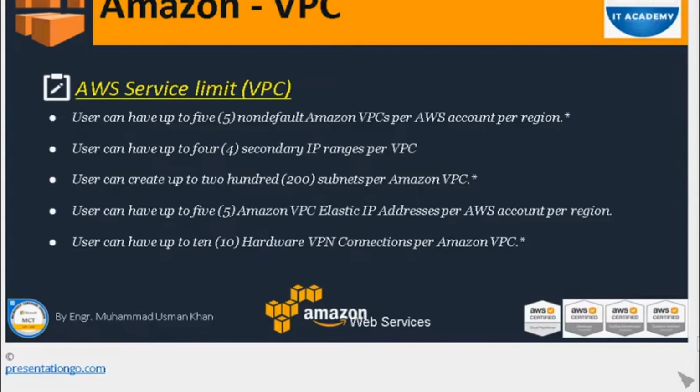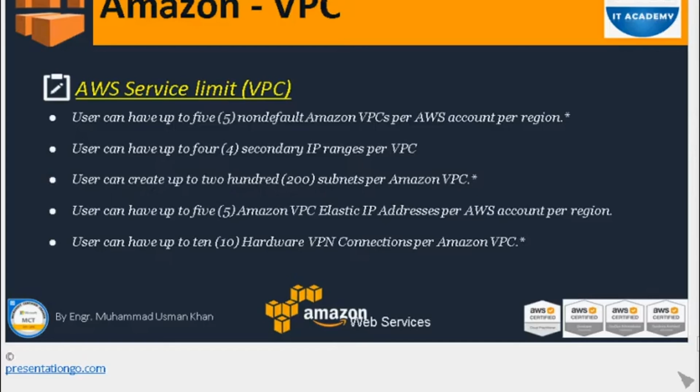Let's discuss the VPC limits. In each region, you can have up to 5 non-default Amazon VPCs per AWS account, meaning 1 default and 5 non-default, which are the custom VPCs that you create on your own. A user can have up to 4 secondary IP address ranges per VPC. A user can create up to 200 subnets per Amazon VPC, meaning each VPC can have 200 subnets. So if you create 5 VPCs, you can create up to 1000 subnets.